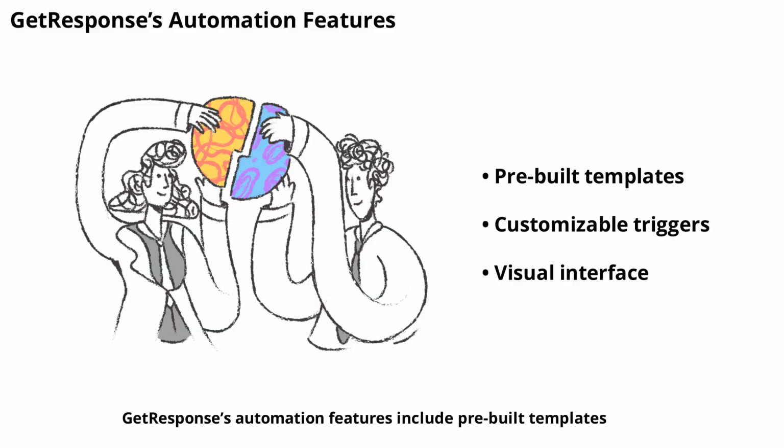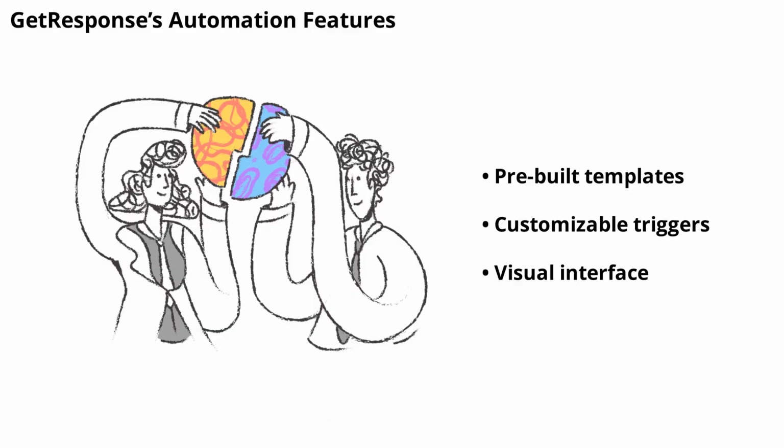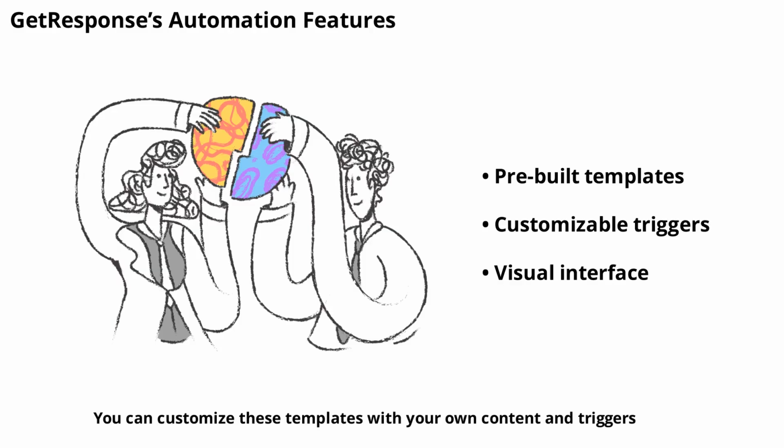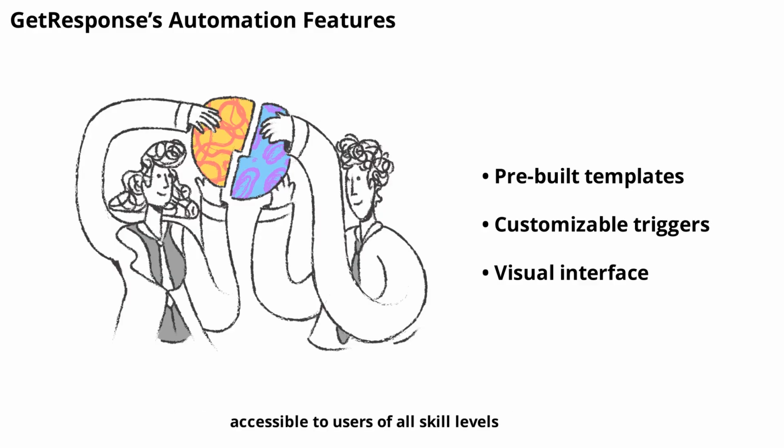big investment. GetResponse's automation features include pre-built templates for common scenarios like welcome emails, lead nurturing, and re-engagement campaigns. You can customize these templates with your own content and triggers, making it easy to create personalized sequences. The visual interface helps you see the entire flow and make changes as needed. GetResponse's automation tools are designed to be accessible to users of all skill levels.